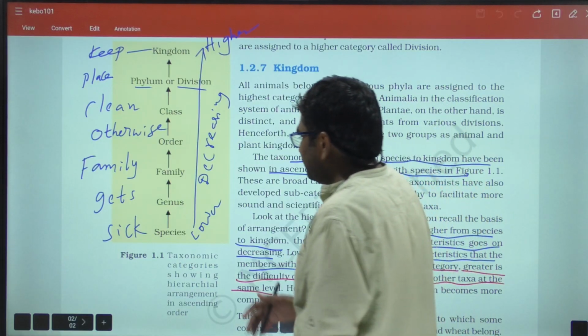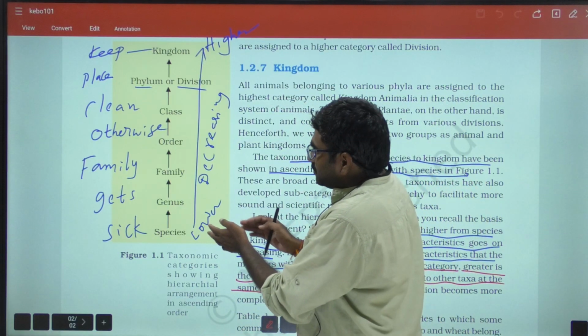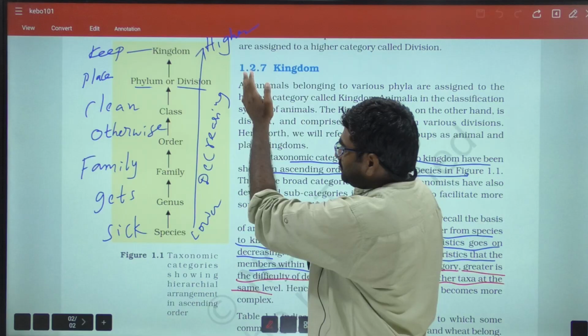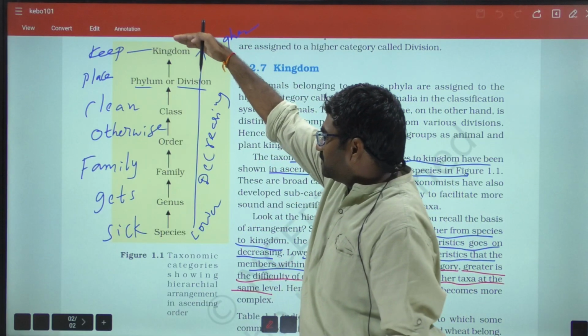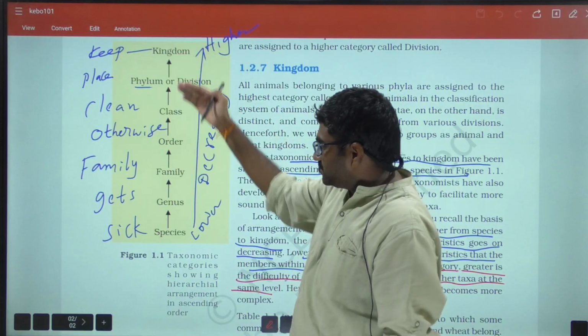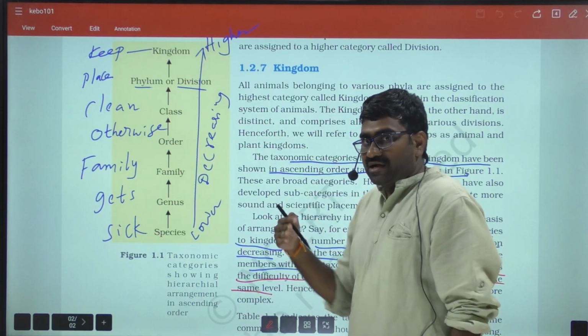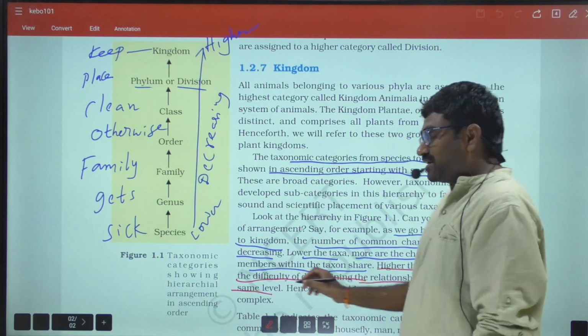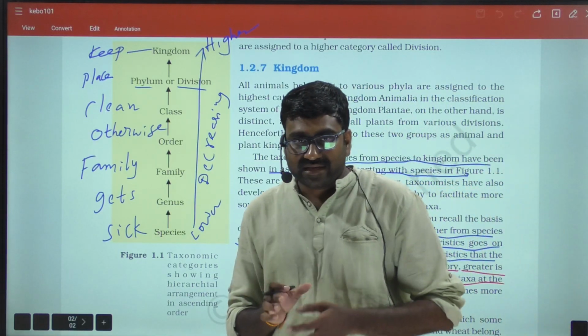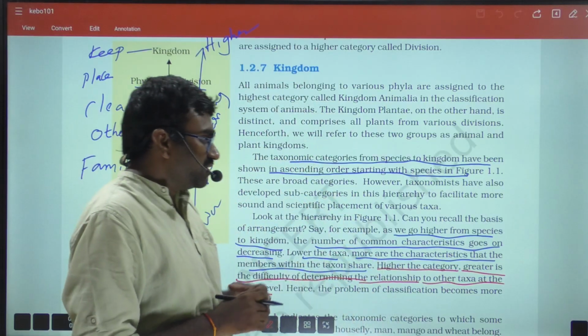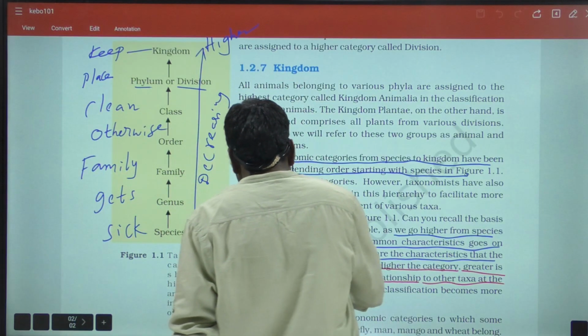The first point is that when we go from lower to higher, that is species to kingdom, common characters go on decreasing, and from higher to lower, that is from kingdom to species, common characters go on increasing. And higher the category, greater is the difficulty of determining the relationship to other taxa at the same level. So you have to remember these 3 points, right?